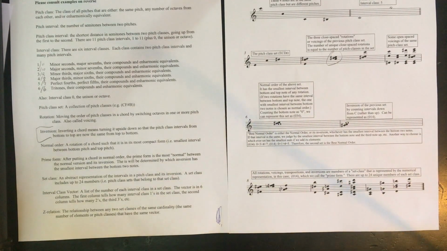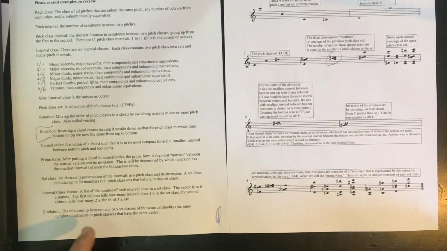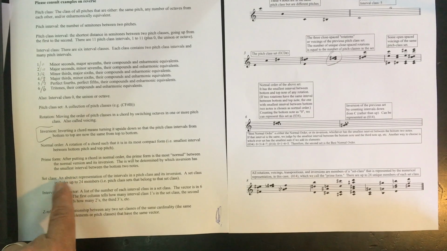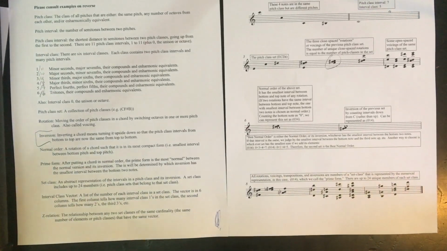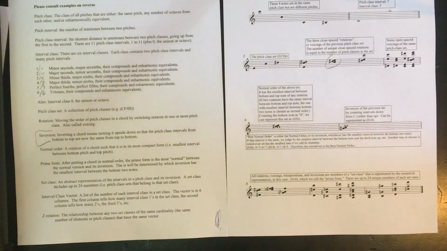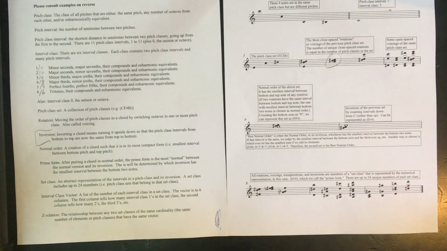Okay, let's talk about set class. I've discussed it here. A set class is an abstract representation of the intervals in a pitch class set, and its inversion. A set class includes up to 24 members, i.e. pitch class sets that belong to that set class. So let's look at that a little bit closer.